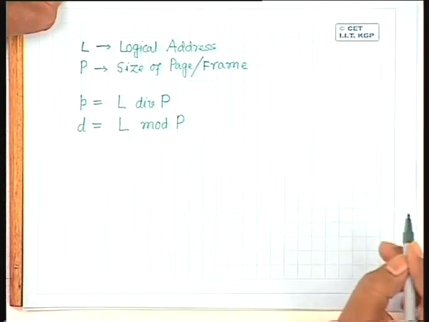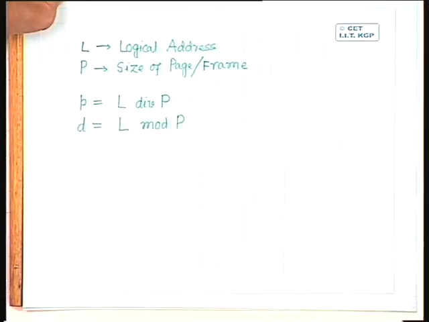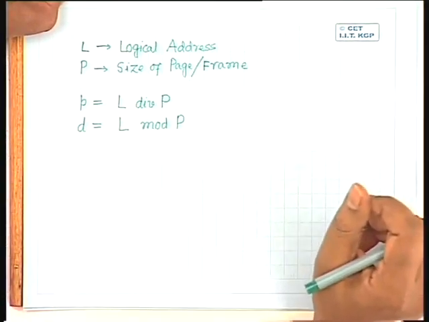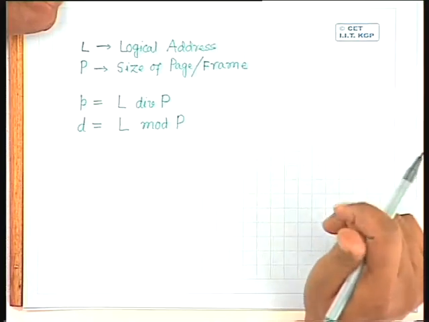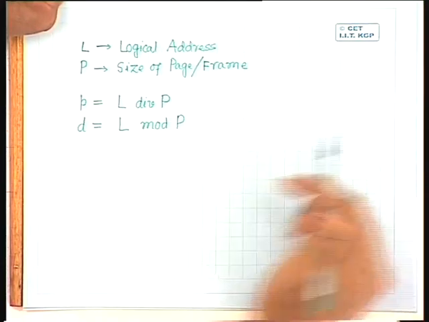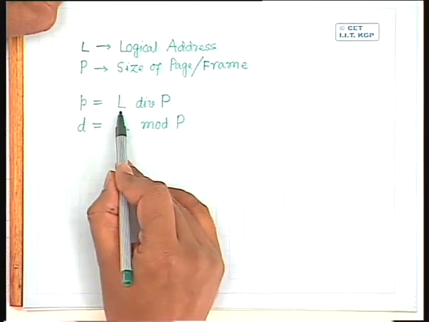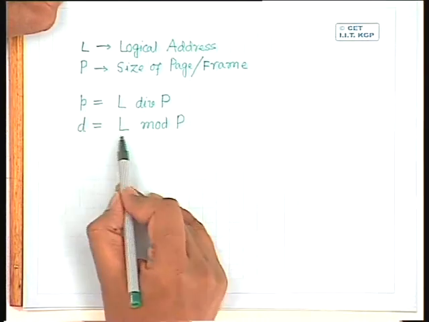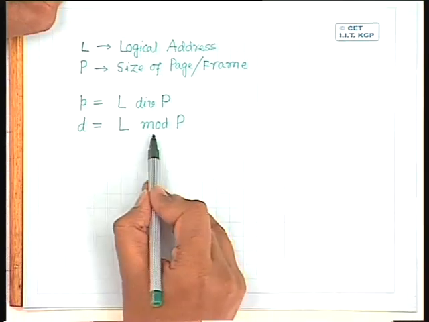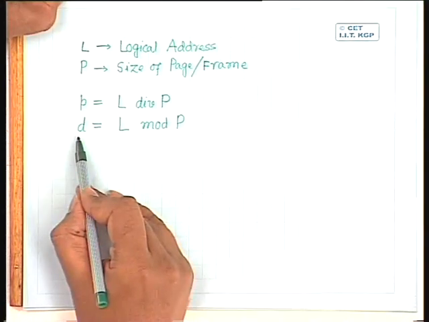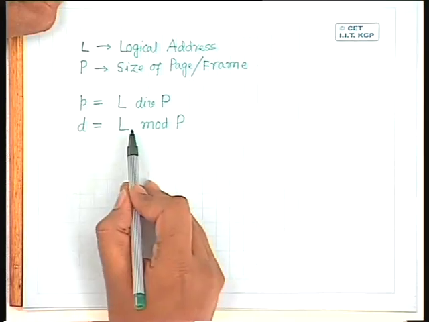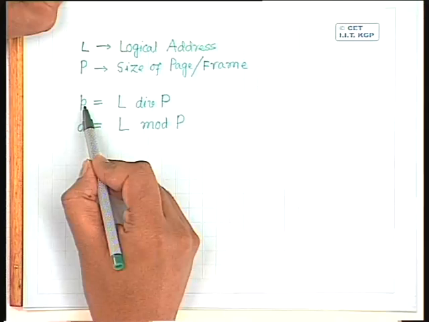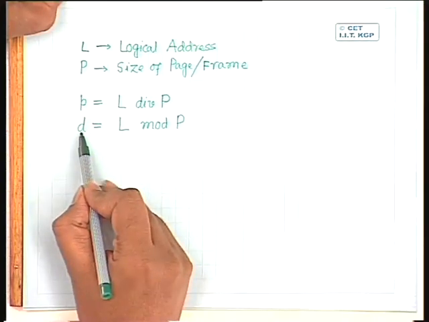If you assume that the page size is 10 bytes, and the CPU generates a logical address of say 5, then if we perform 5 div P, this being integer division, the page number will be 0. And if you perform 5 mod P, the offset will be 5. So the logical address 5 is converted into a two-component address with page number 0 and offset within the page 5.